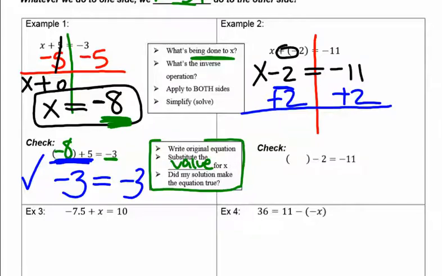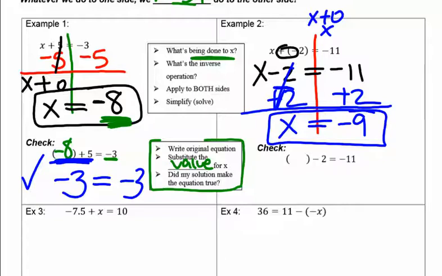Okay? Negative 2 plus 2 is going to give us 0. We're technically going to have x plus 0, but guys, that's just x. Okay? That cancels out, right? On the left side, we're left with just x, which is what we wanted. On the right side, negative 11 plus 2, that's a battle. The negatives are going to win by 9.